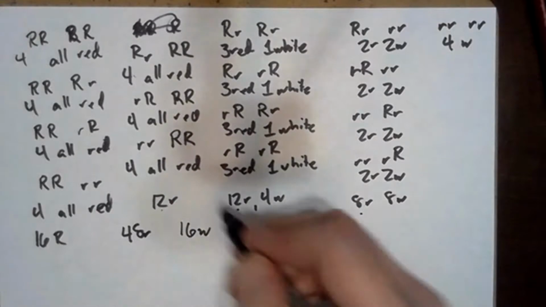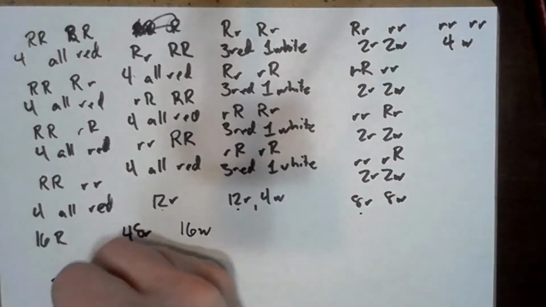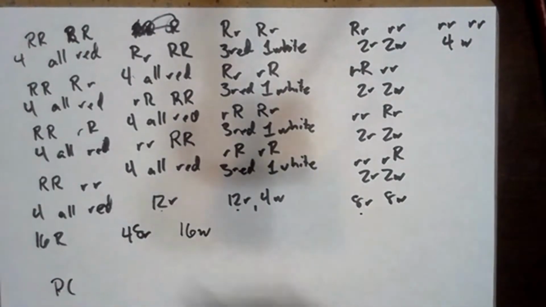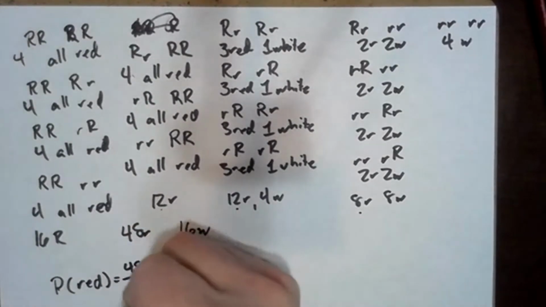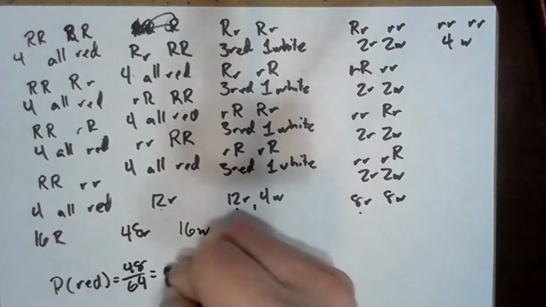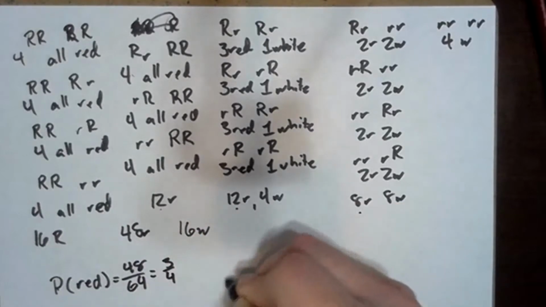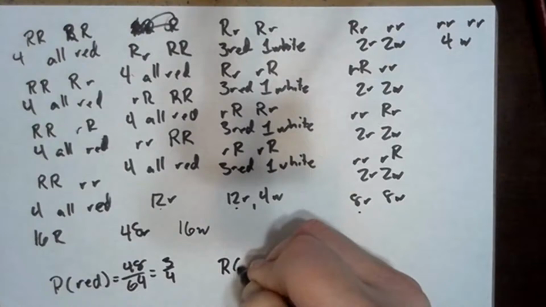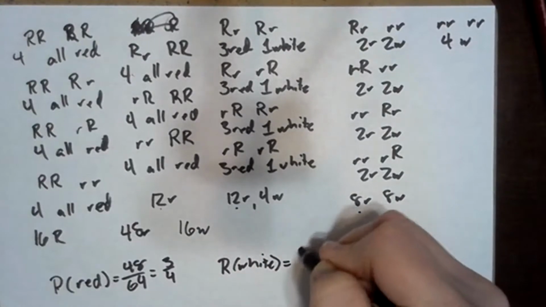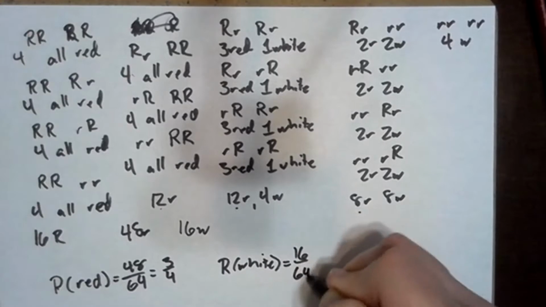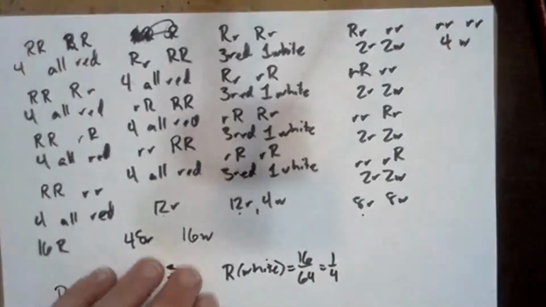The probability of a red flower is 48 out of 64, which is 3/4. The probability of a white flower is 16 out of 64, which is 1/4. Sorry that took so long.